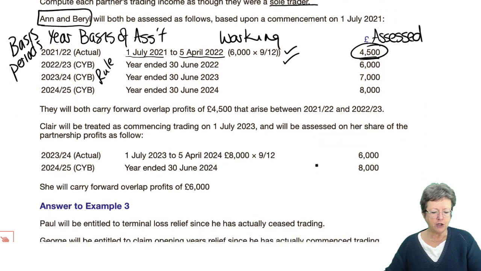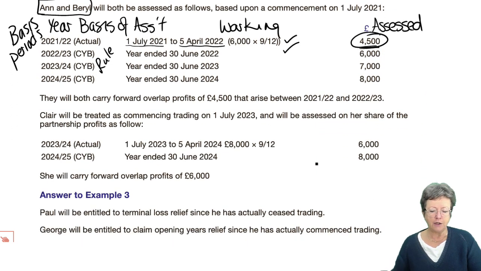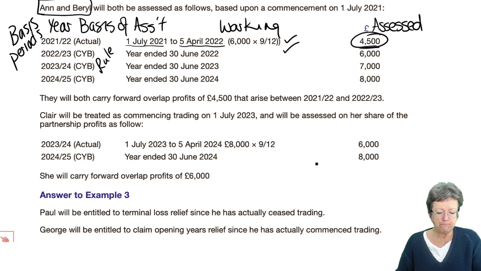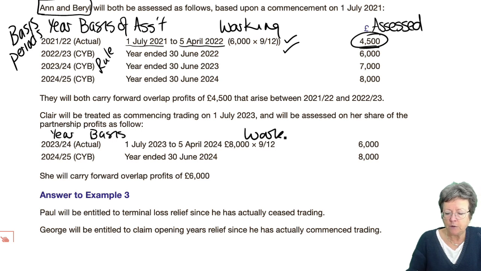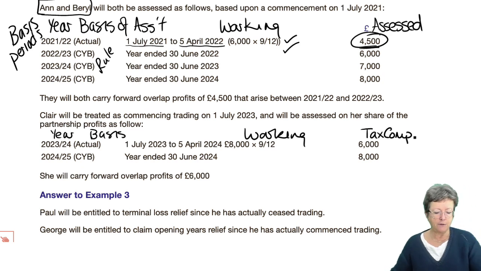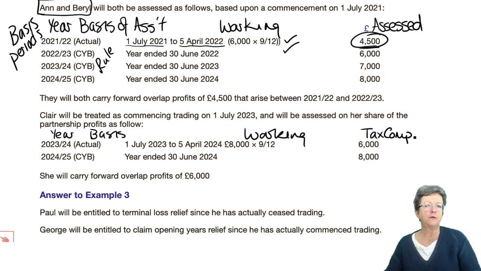And then Claire, she started 1st of July 23. So she's on an actual basis in 23-24, exactly the same. This is the year. This is the basis of assessment. This is the workings. And that's what's going to go into her tax computation as her profits that she's received, with overlap profits of 6.